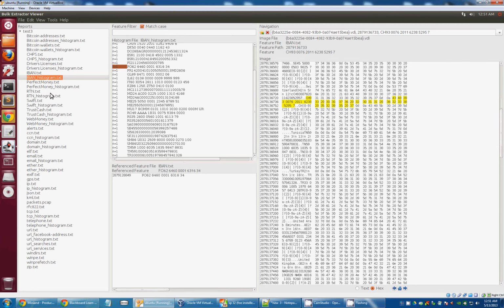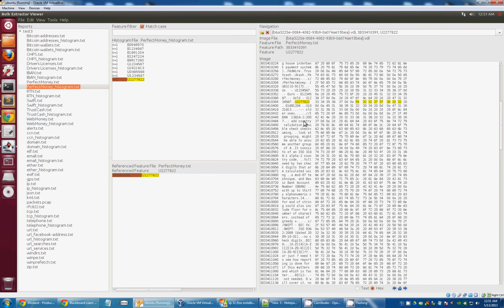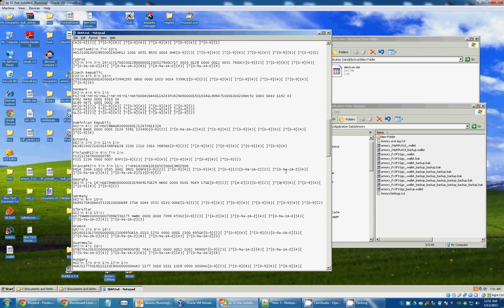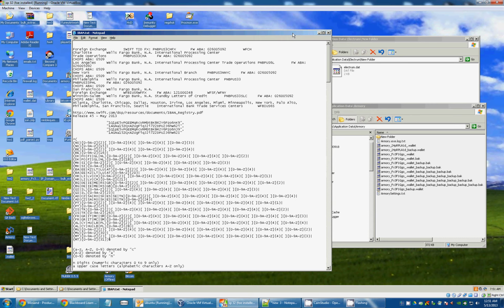The histogram is actually pretty clean. So let's see, Perfect Money. This is one of the web currency ones. This one looks pretty good too. So that one actually might be... maybe not this one.